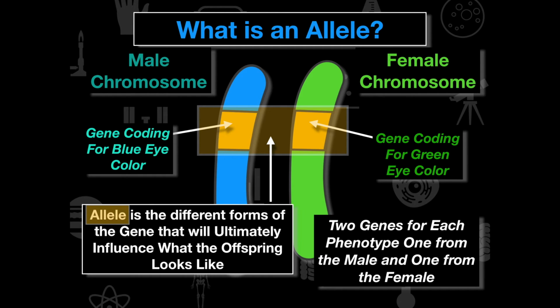So if we're looking at this, the two genes are going to influence the phenotype, or what the organism looks like. We're going to go through and talk about dominant and recessive alleles, codominance, and all those things together. But an allele is simply the region of that DNA in which the two copies of those genes from mom and from dad are going to be.